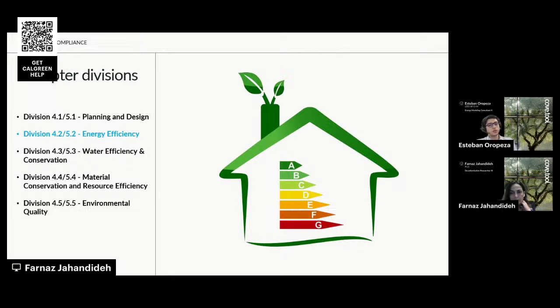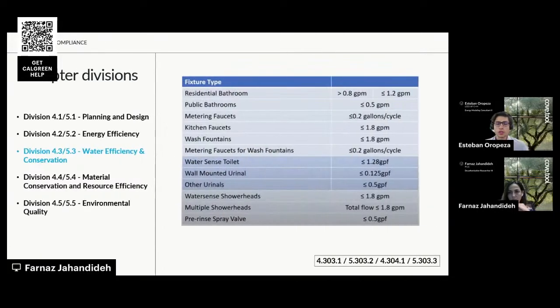Energy efficiency. As we mentioned before, this session is not focused on energy, because this refers to a different part of Title 24, Part 6, but there are no additional requirements besides that. You just need to stick to the Title 24 Part 6 Energy Code.